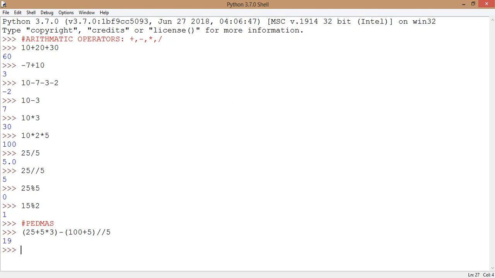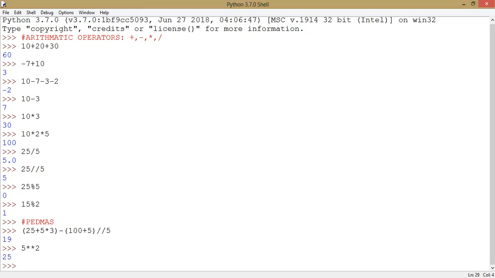There is something called double star. Now what is this? This is exponential. Suppose if I write 5 double star 2, what will it give? It will give us 25. So this whole thing is nothing but 5 raised to 2.